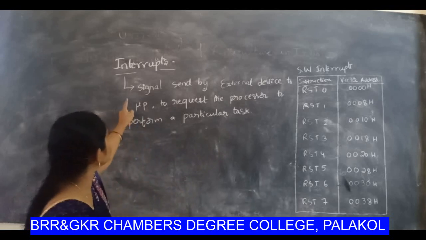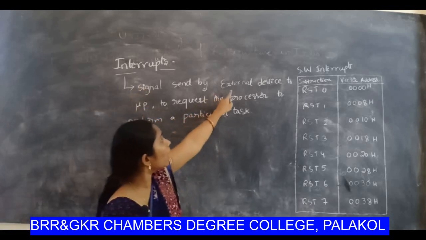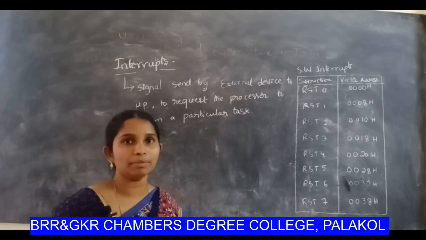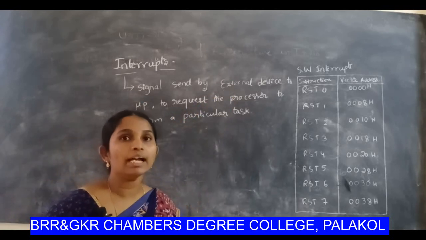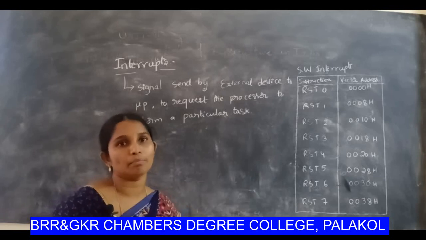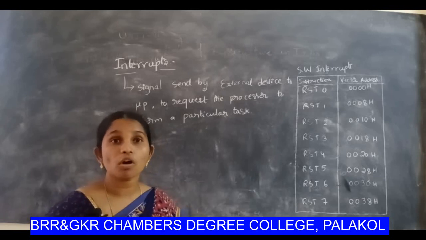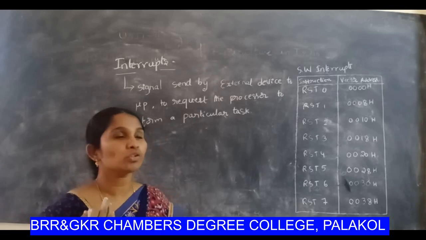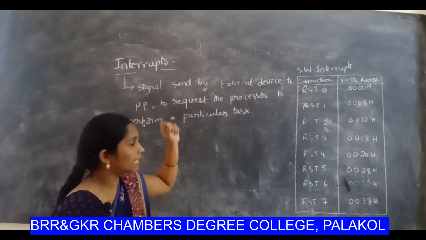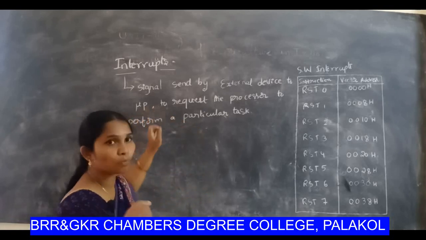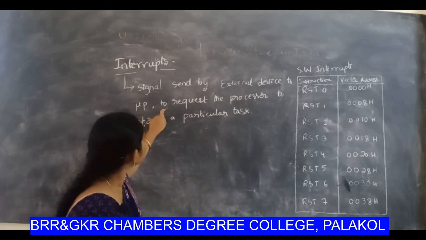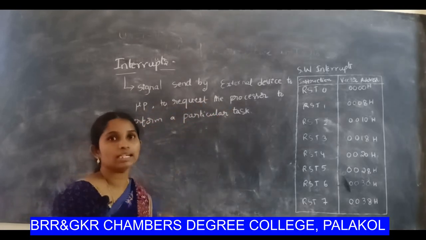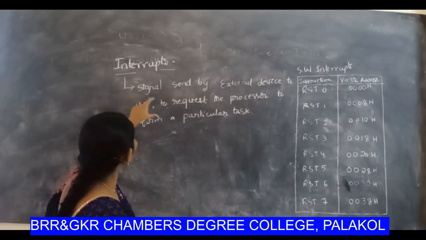So that means the interrupt is generated by an external device. The external devices are the devices connected to the microprocessor, that means the peripherals. The peripherals generate a signal to the microprocessor, requesting the processor to perform a particular task. That is nothing but an interrupt.